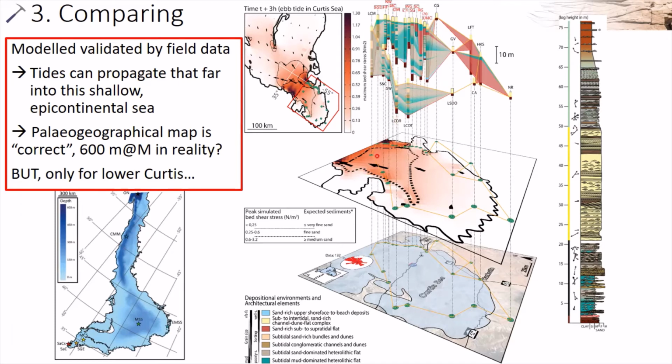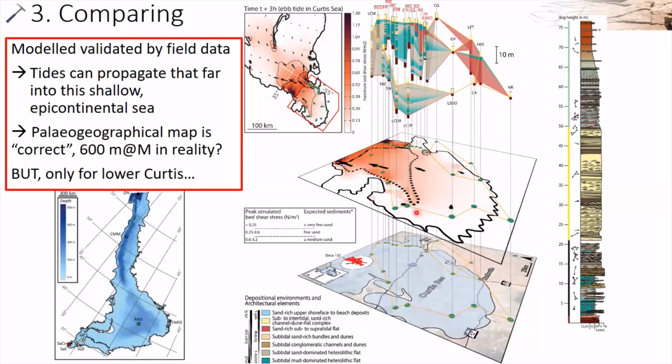And if you look now on this part of the fence diagram, which is this bit, the model suggests also going from a higher energy to a lower energy. So we can see here very sand dominated, and then as we go further south, you can see an increase in mud content. Again, it's not perfect, but the trends are there. So we can say that our model is validated by field data, and answer our first question: yes, tide can propagate that far into the shallow epicontinental sea.